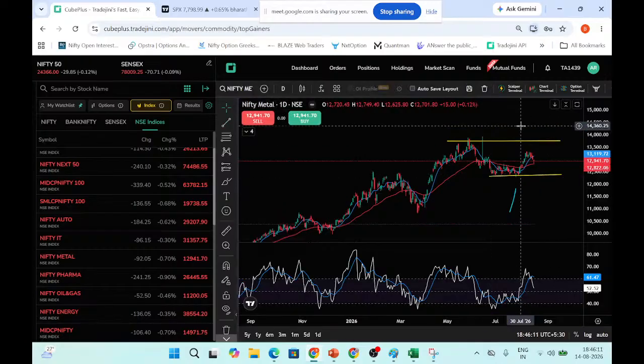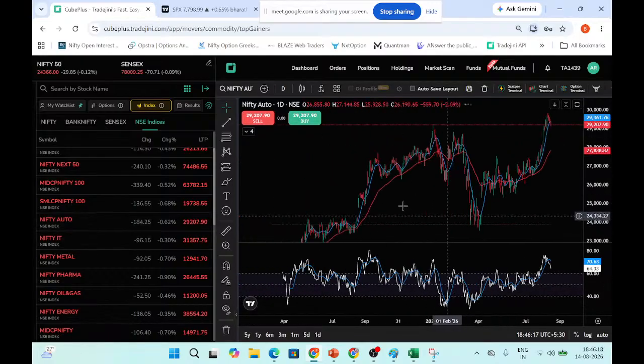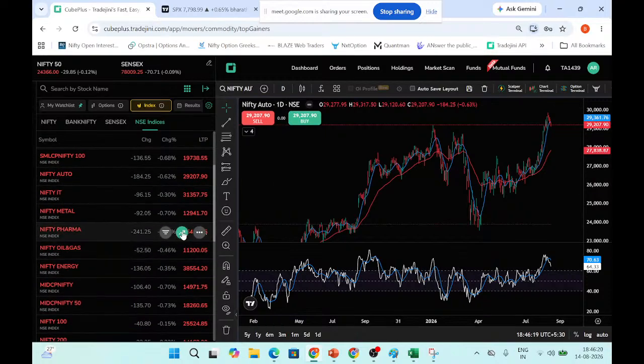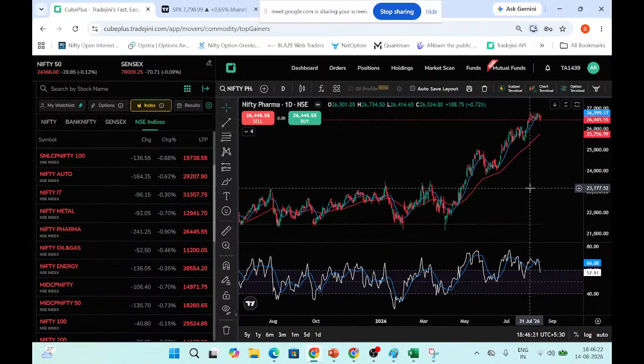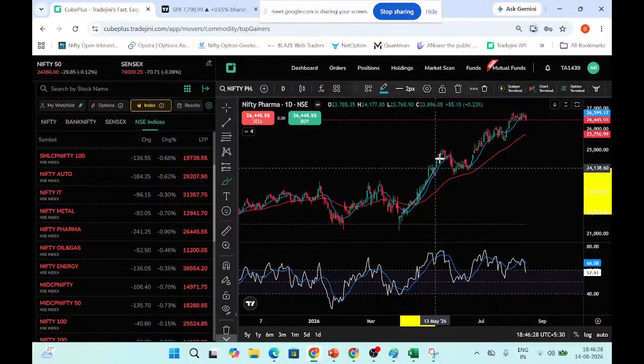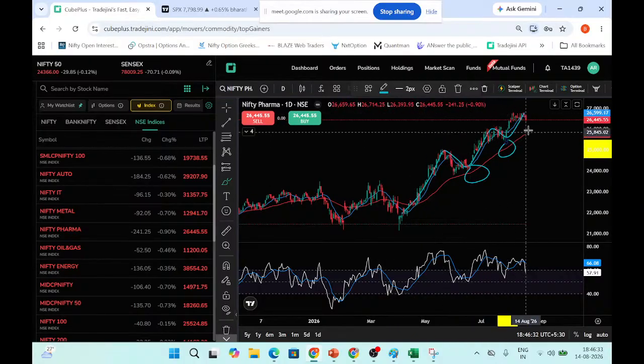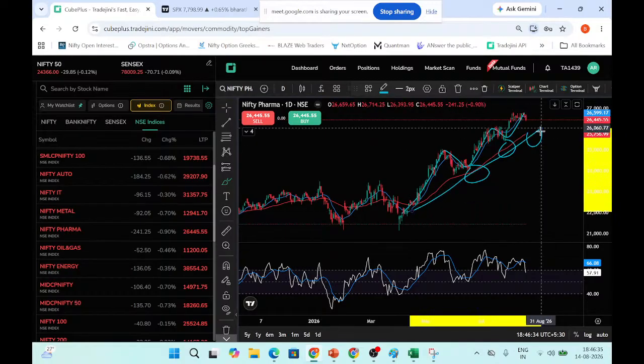So mid cap, small cap, and Nifty Next 50 seem to be breaking resistances. Auto is also breaking resistances. Fantastic. What is happening with pharma? Pharma is probably the strongest sector I see right now, because it is making higher highs and higher lows. The 50-period moving average is acting as a support, sloping up. Everything seems to be fantastic in pharma.